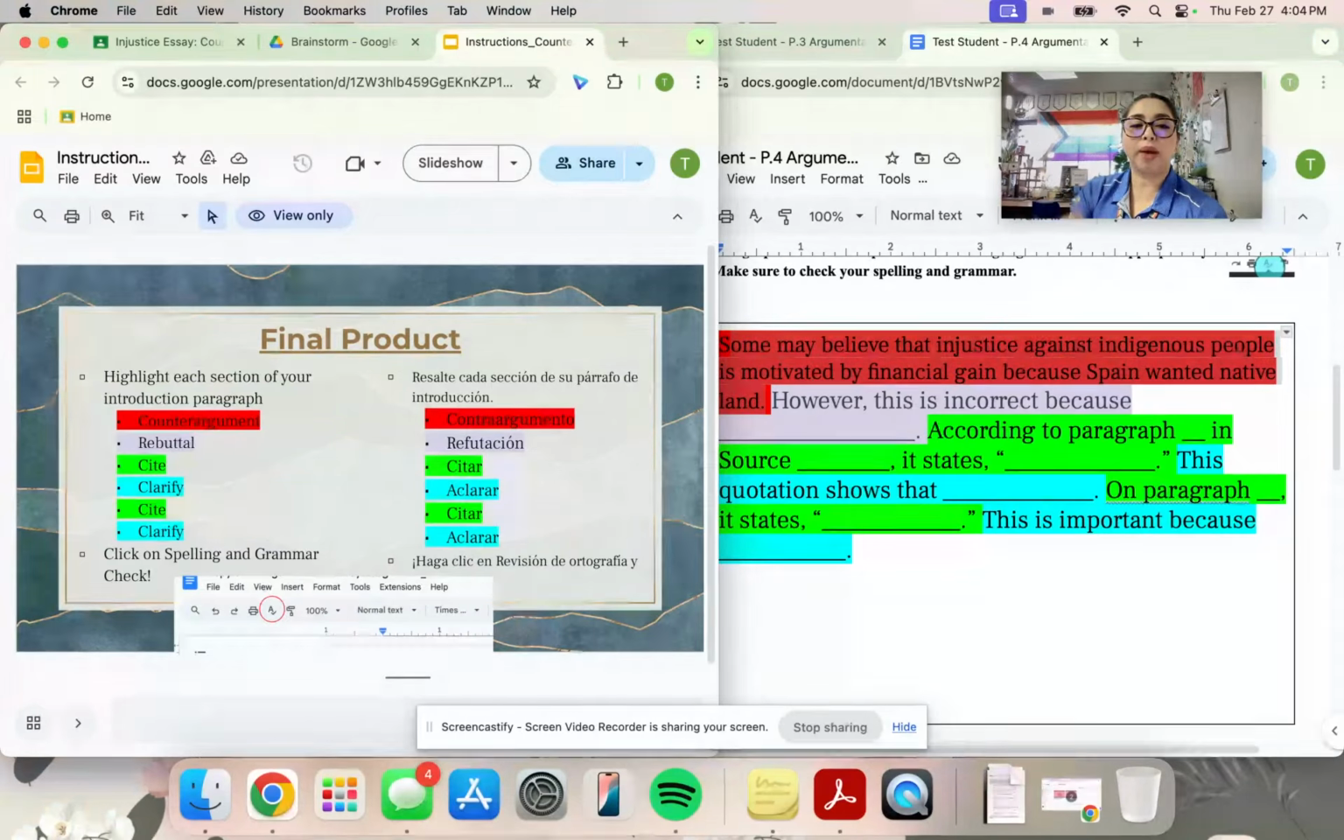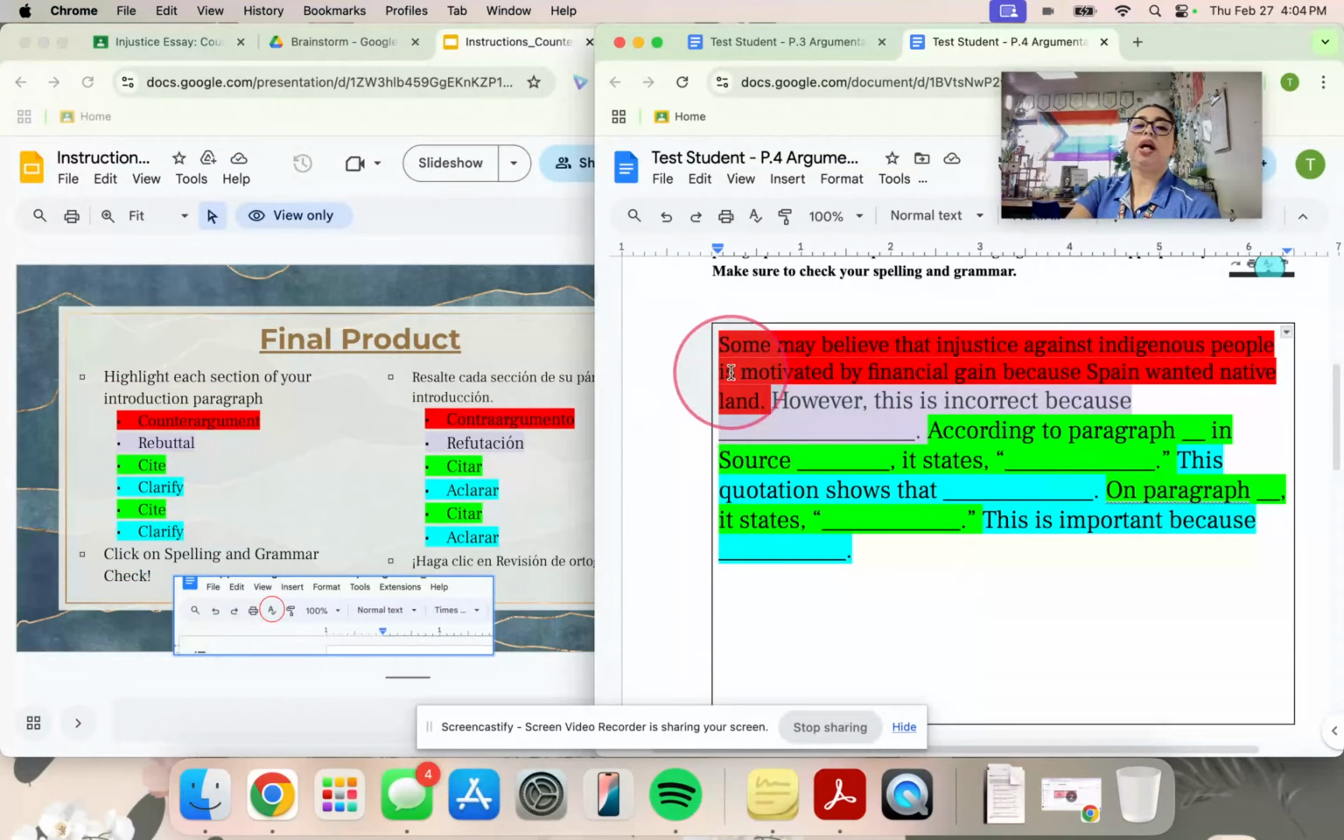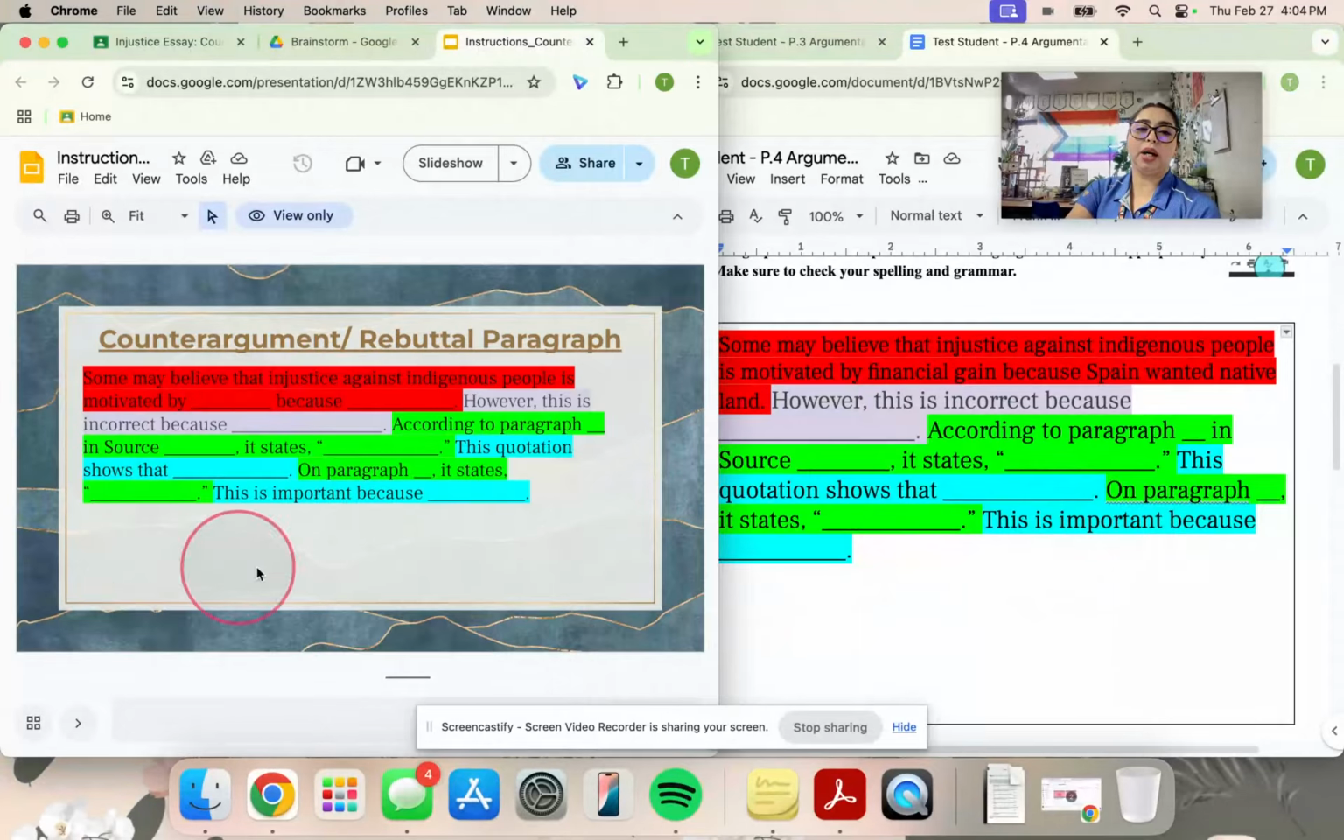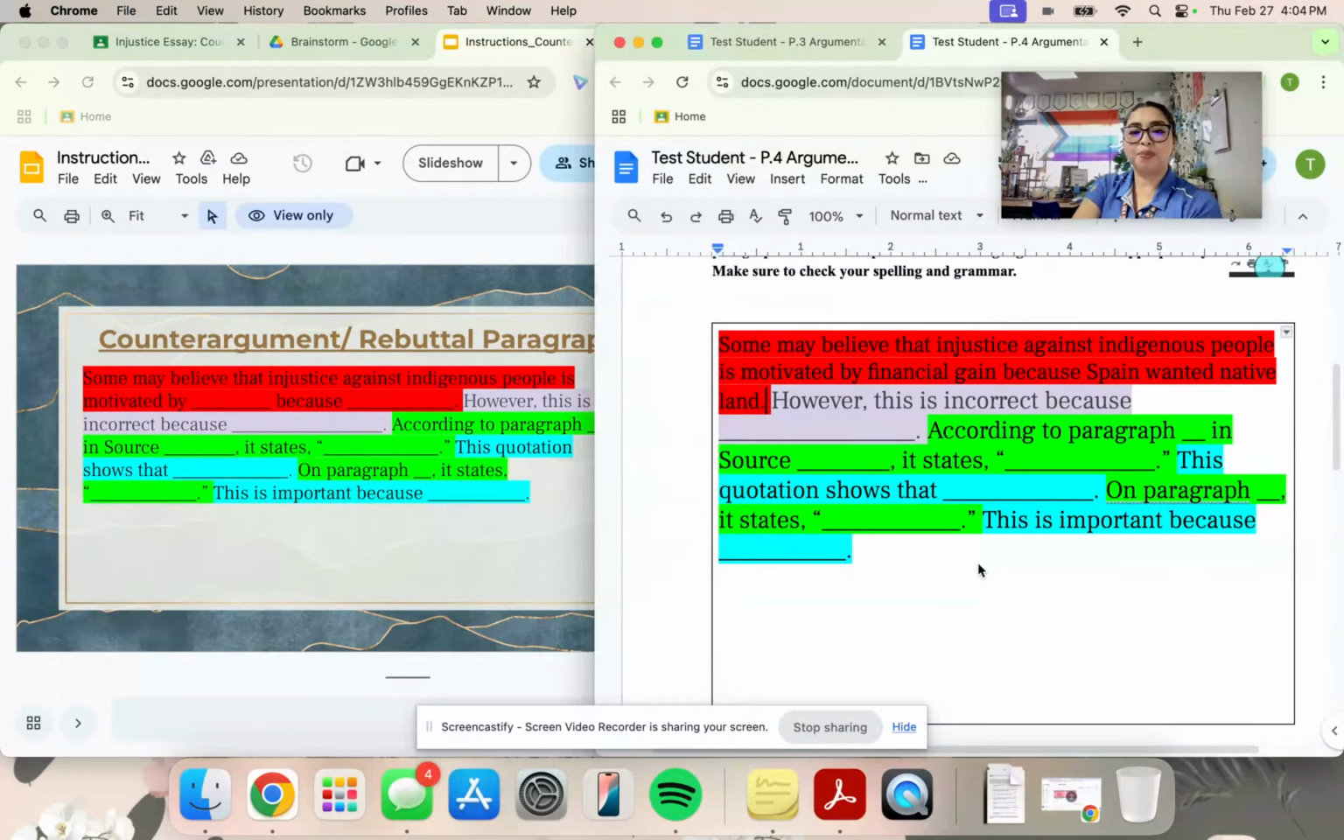Okay, coming back. Our final product should look like this. We should have the counter argument, then the rebuttal, cite, clarify, and then we need to check spelling and grammar. Okay? So if I look here, I've got my counter argument, my rebuttal, cite, clarify. Cool, looks good. Just to double check. Oh my God, that's what it should look like. Wow. That's what mine looks like.